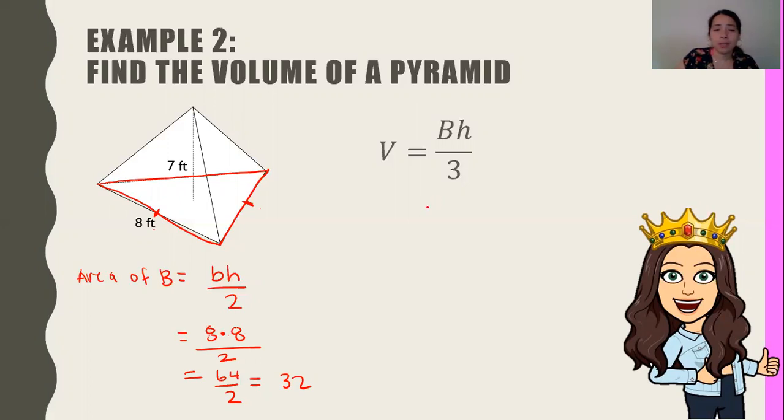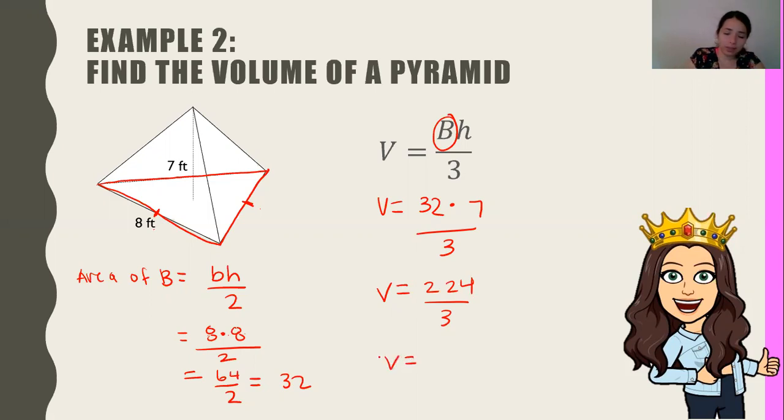All right, so our next step. Volume is equal to, we have the area of the base, which is 32. We multiply it by the height, which if we look back at our image, that's 7. And everything else stays the same. Then I take my calculator and I multiply 32 times 7. That's equal to 224. Divide that by 3. And that's going to be equal to 74.66 feet cubed. I did make the mistake last time of putting square. Make sure that if it's volume, it is cubed.